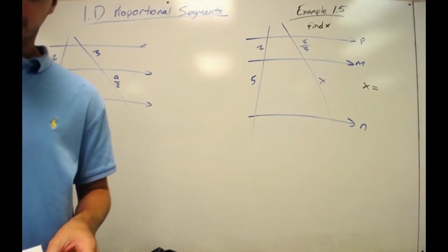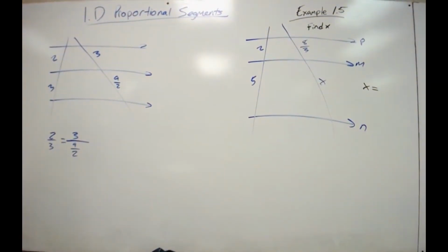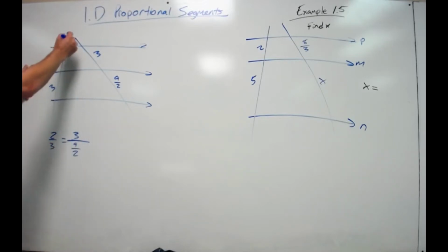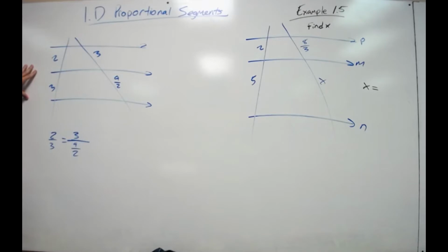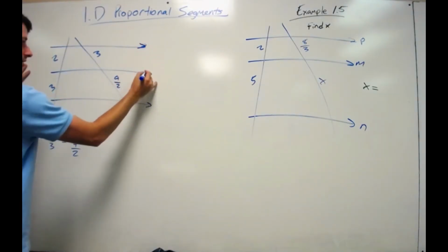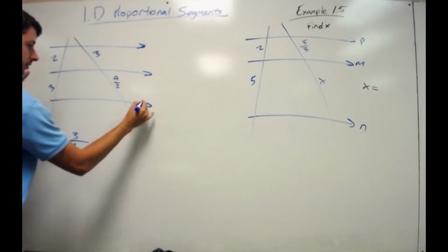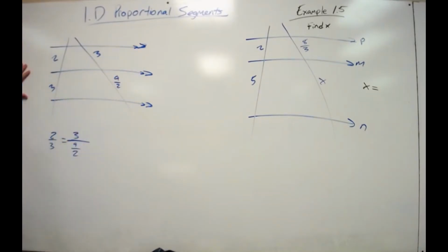The last section we're going to look at in lesson 1 is 1D, looking at proportional segments. Now, proportional segments goes along with the transversals that we just talked about. Something to know: when you have transversals cutting across parallel lines, and we know that these lines are all parallel because that's what's in the problem, since they are all parallel, it actually cuts their line segments proportionally.